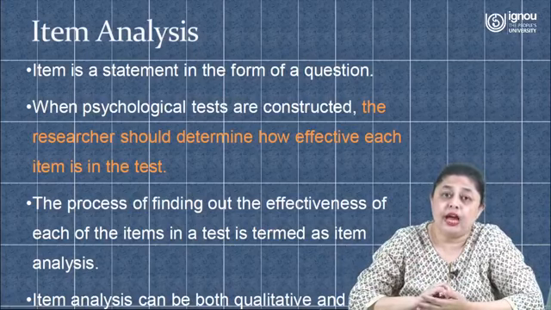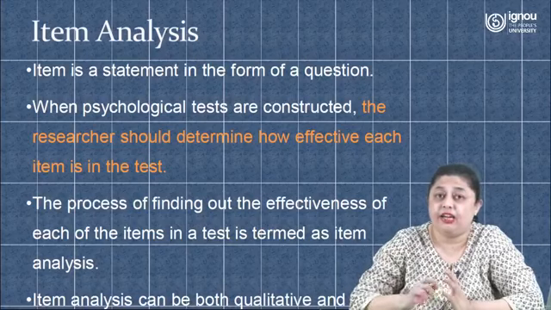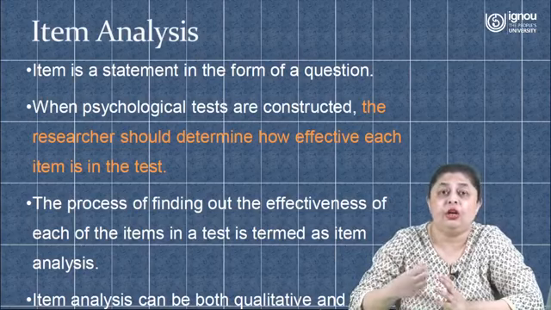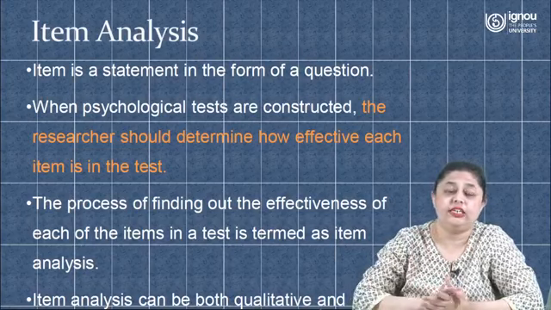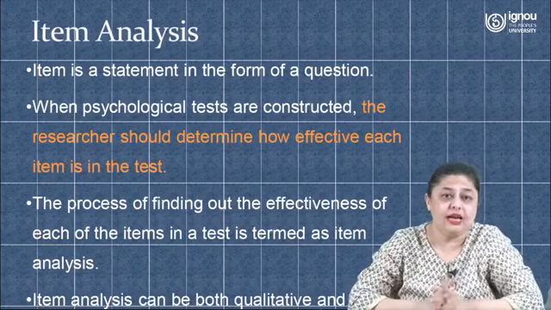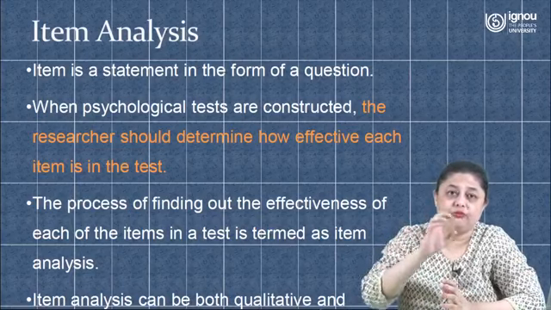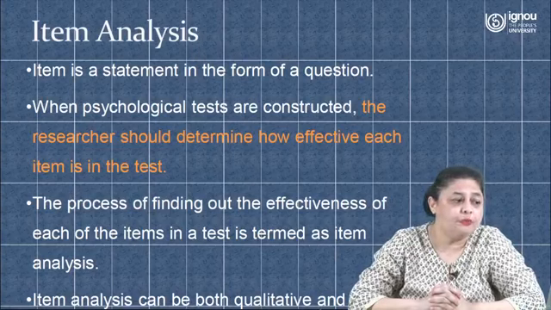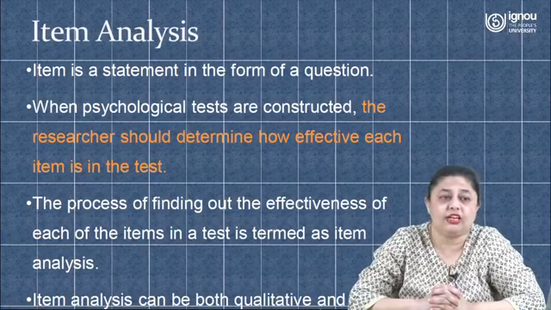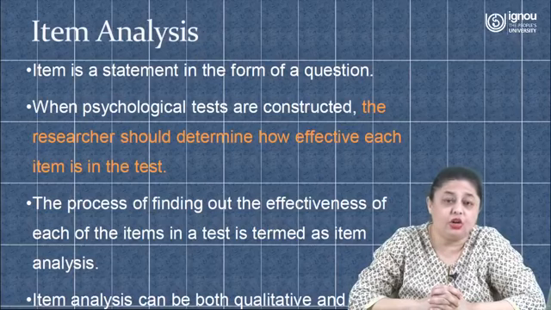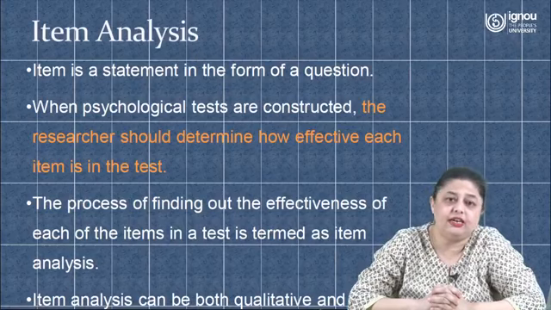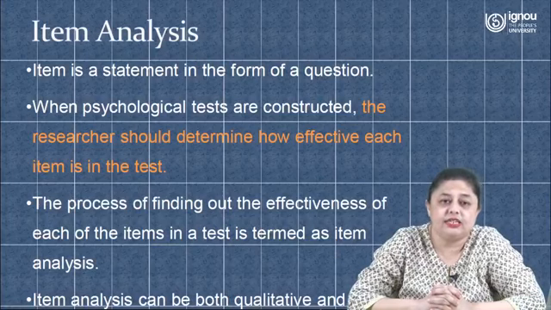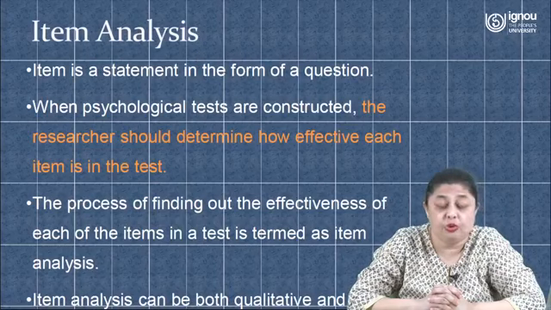Now, when you include items, or when you are making statements for those items, you have to be very careful about the language that you use. There shouldn't be any double meaning or any confusing words. All those details go in as far as item analysis is concerned. You're analyzing which item should go in, which should not, the way to write that particular item, the words that you should use, and so on. As you can see on your screen, when psychological tests are constructed, the researcher or the tester should determine how effective each item is in the test, and this effectiveness is what is called item analysis. And of course, item analysis can be both qualitative and quantitative.